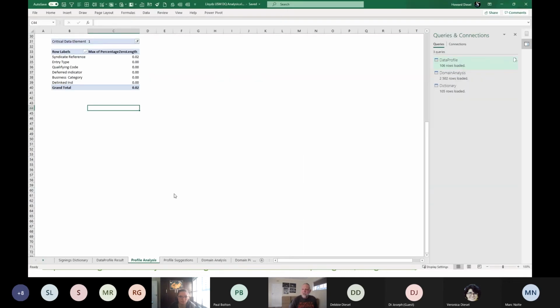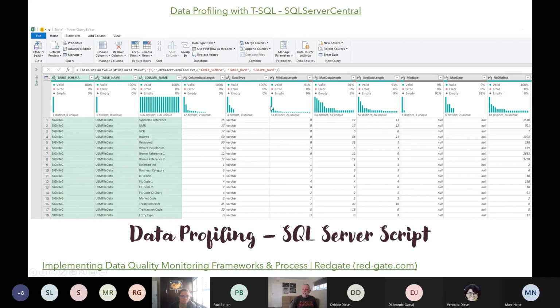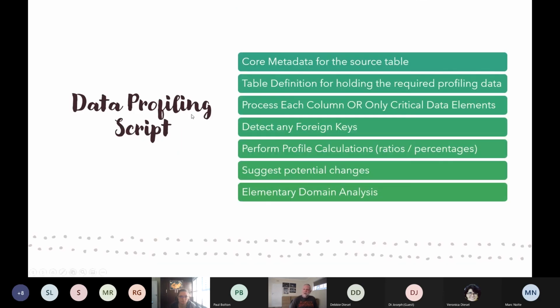a great test that we did, and I could then build this thing, now that I understand my data, I can have a look at the information. Now what this profiling script does is it picks up all the metadata of the source table, it looks at the table definition for holding the required profiling data, so you can actually profile your data on a daily basis and then look at the results of that data. Especially, you can define your critical data elements and just look at those ones. And you can build your DQM reports that they were talking about. And so you can process only the critical data elements, or you can process all of the columns.